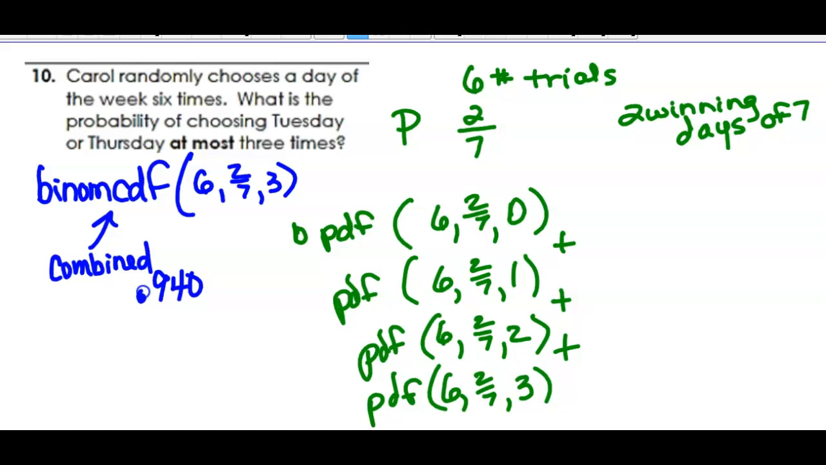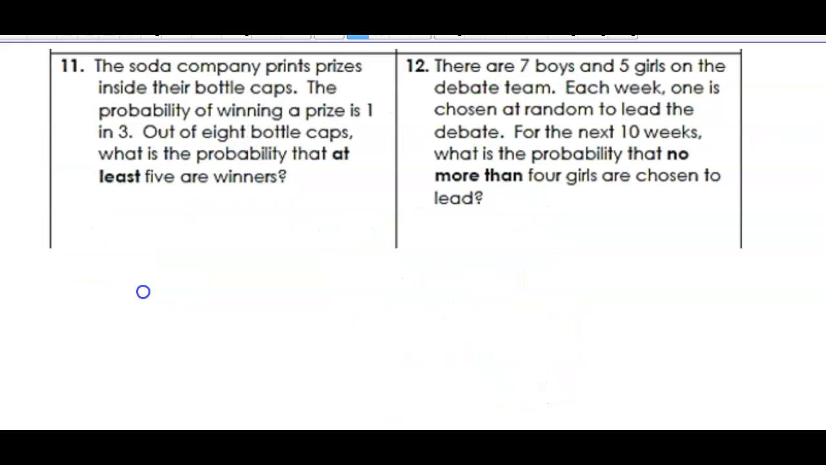That's tricky. I'm actually going to do number 12 next. There are 7 boys and 5 girls on the debate team. Each week, one is chosen at random to lead the debate. For the next 10 weeks, so 10 trials, what is the probability that no more than 4 girls are chosen?